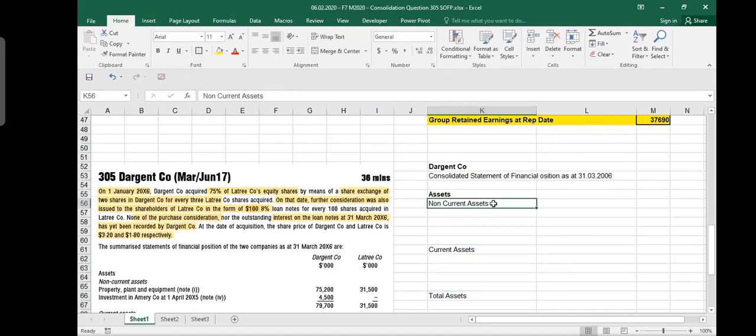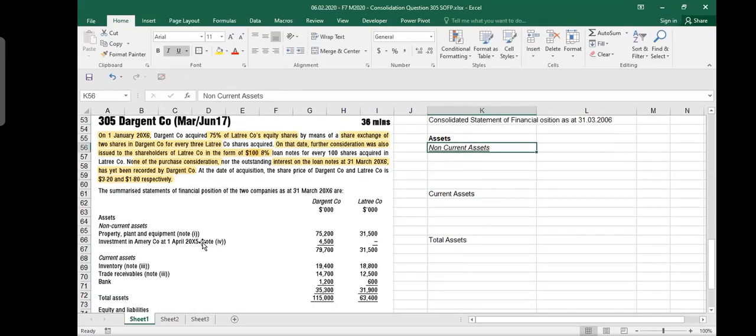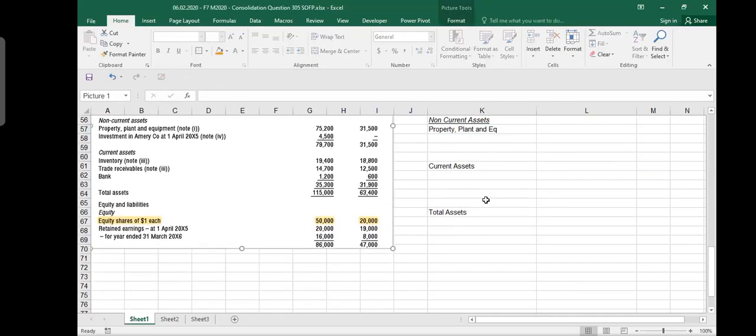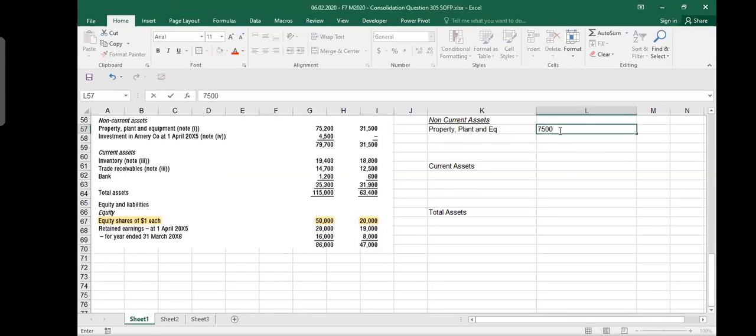And we know that our current assets are the sum total of these numbers. So we start with the first line. You should write down here property, plant, and equipment. And how much is that? You should see that the parent number for property, plant, and equipment is 75,200. Then for the subsidiary, it is 31,500.